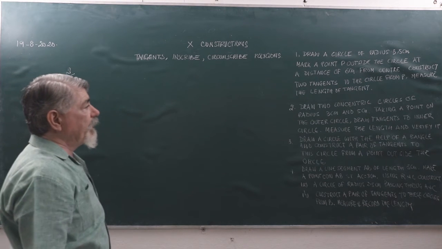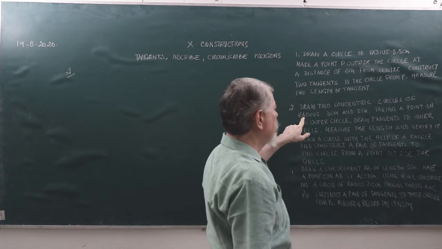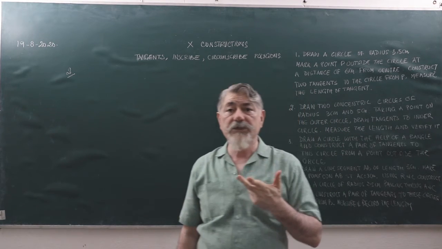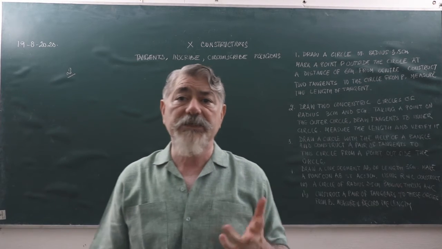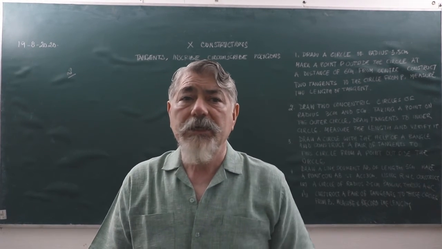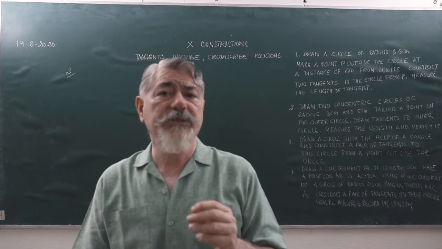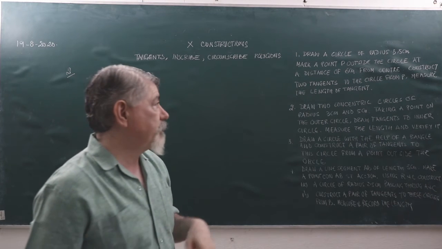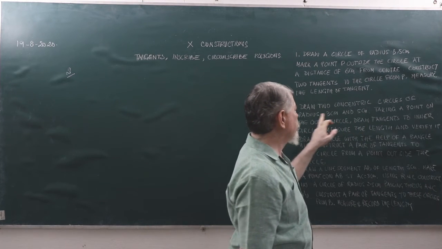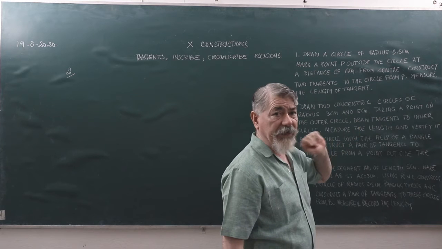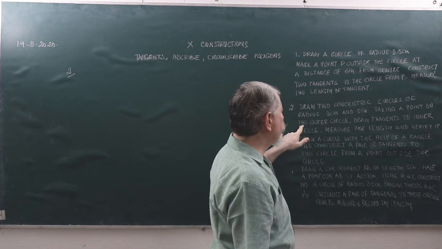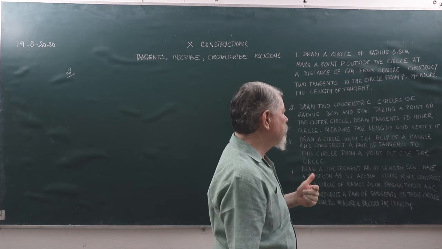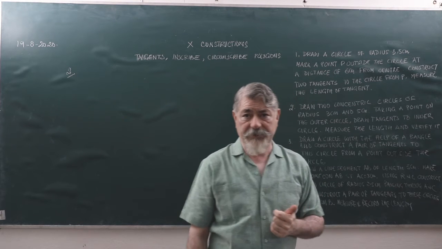In question number 2, I have to draw two concentric circles of radius 3 cm and 5 cm. First of all, what are concentric circles? When we were discussing circles, we told you what concentric circles are. Concentric circles are circles with the same center but different radii. Draw two concentric circles of radius 3 cm and 5 cm. Taking a point on the outer circle, draw a tangent to the inner circle, measure the length and verify it.